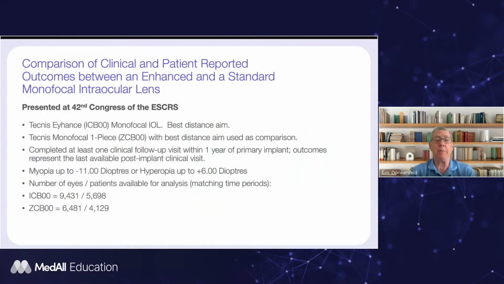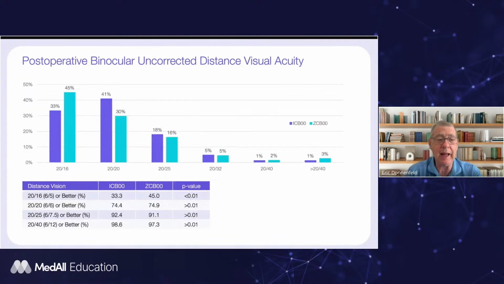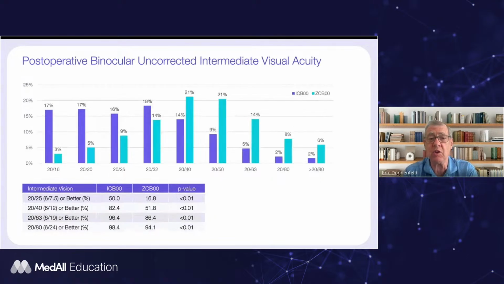And this is a paper that I presented this past year at the European Society of Cataract and Refractive Surgery, looking at almost 1,500 patients who had cataract surgery with the Eyhance or a monofocal control. And what it shows very nicely is that the patients who got the ZCB00, the monofocal lens, had a little bit better distance vision. 45% of patients seeing 20/16 versus 33%. So you do lose a little bit of distance vision with this lens, not a lot. The p-value is very small, but what they gain in return is a markedly improved uncorrected intermediate vision.